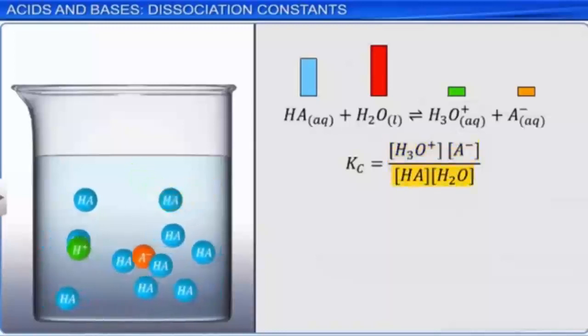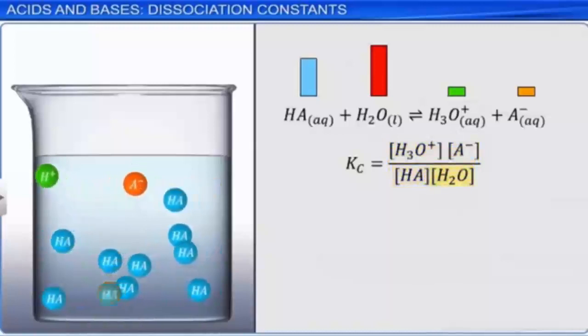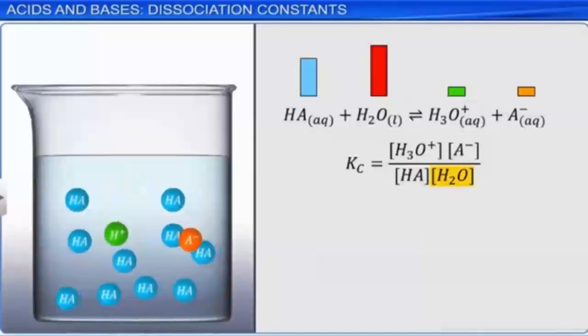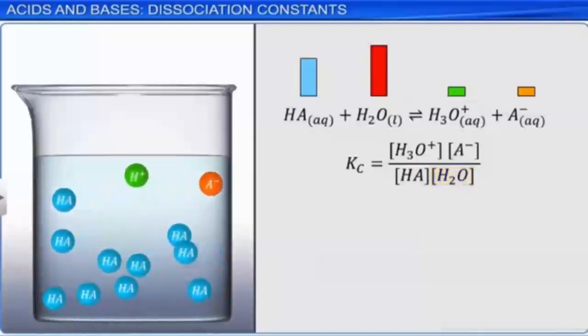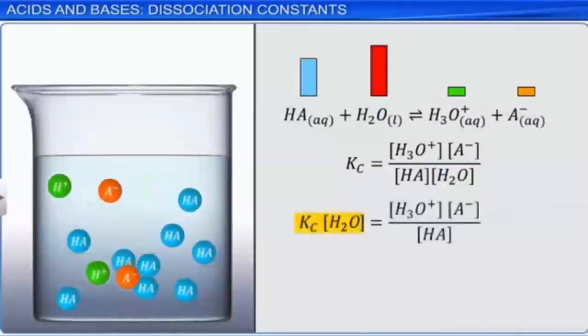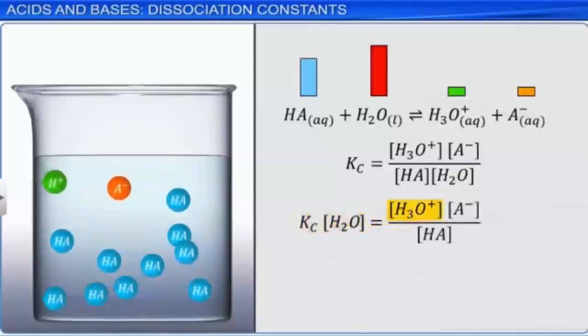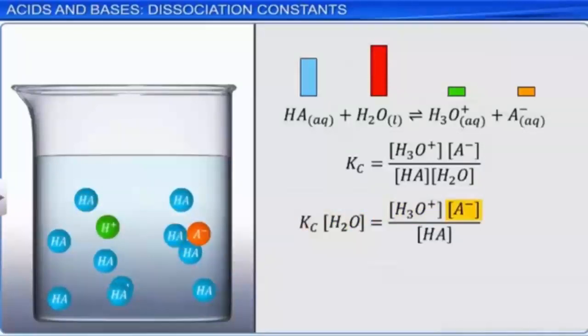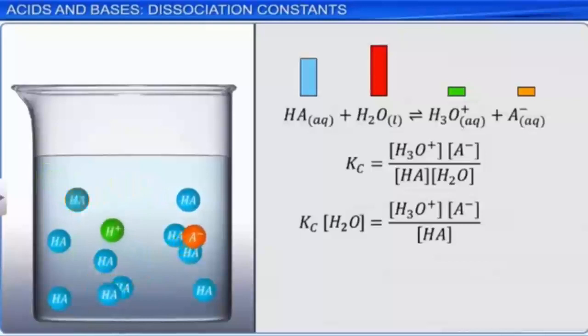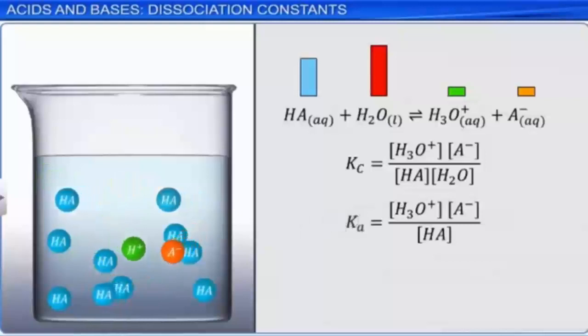As the concentration of water does not change, it can be taken as constant. Hence, it may be written as Kc into H2O is equal to the product of concentration of H3O plus and A minus ions divided by the concentration of HA. Since Kc and concentration of water both are constants, their product is also constant, and it can be taken as Ka, that is, Ka is the dissociation constant of weak acid.